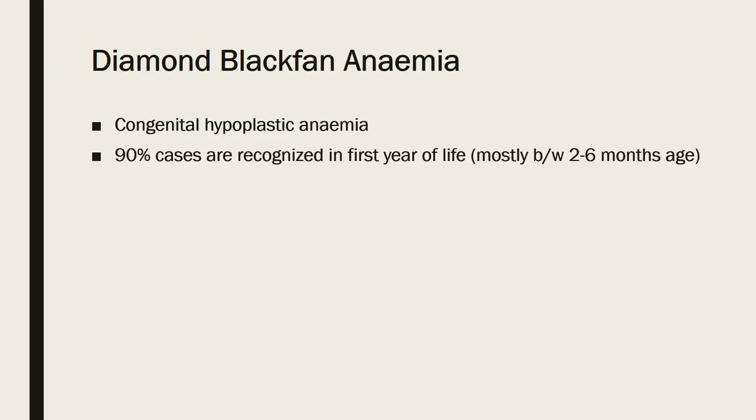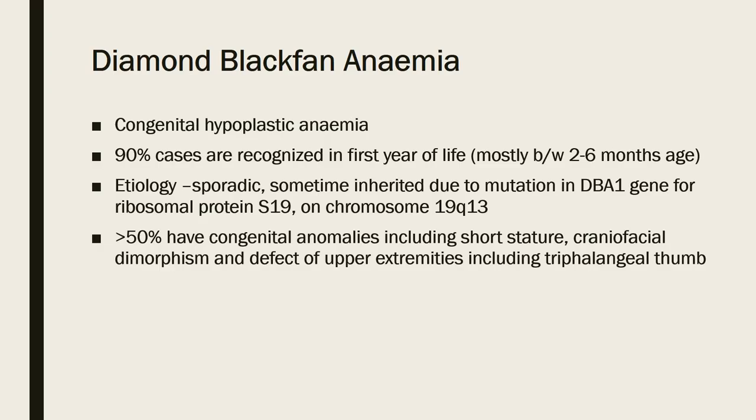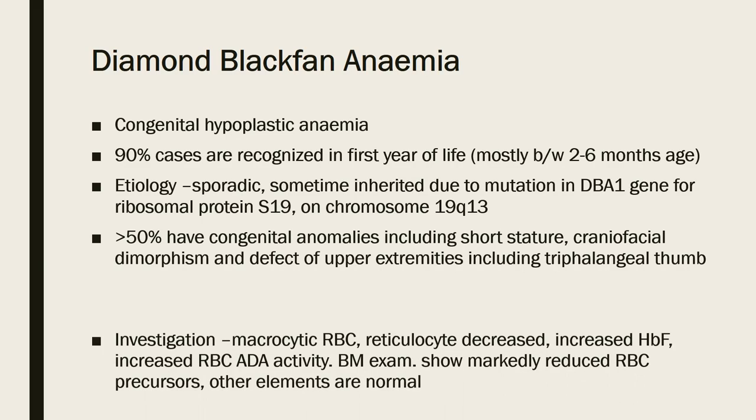It is present in 90% of cases in the first year of life, especially between 2 to 6 months of age, and it is congenital. It may be sporadic, sometimes inherited due to mutation in the DBA1 gene for ribosomal protein S19 on chromosome 19q13. And in more than 50% of cases, congenital anomalies will be there. Examples: short stature, craniofacial dysmorphism, defects of the upper extremities, including triphalangeal thumb.